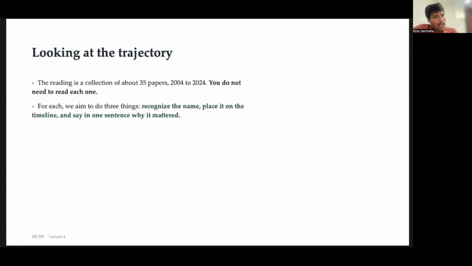So for each paper, we aim to just recognize its name, place it on a timeline, and then give maybe one sentence on why it mattered.